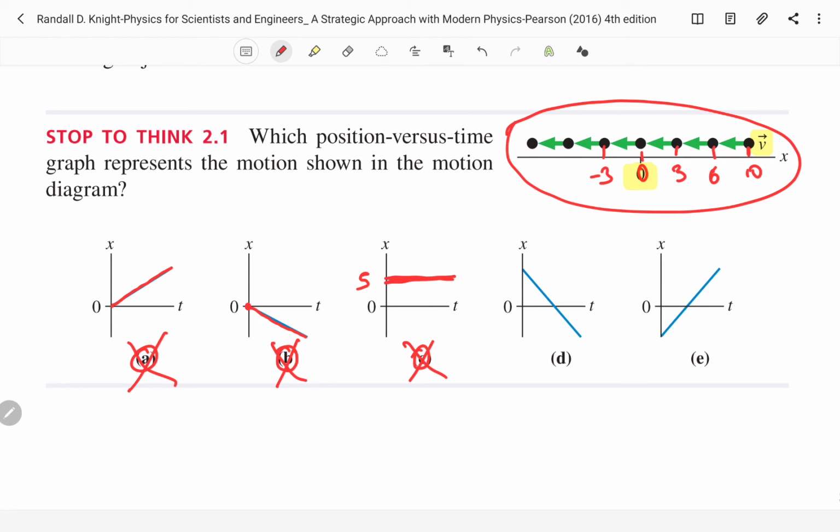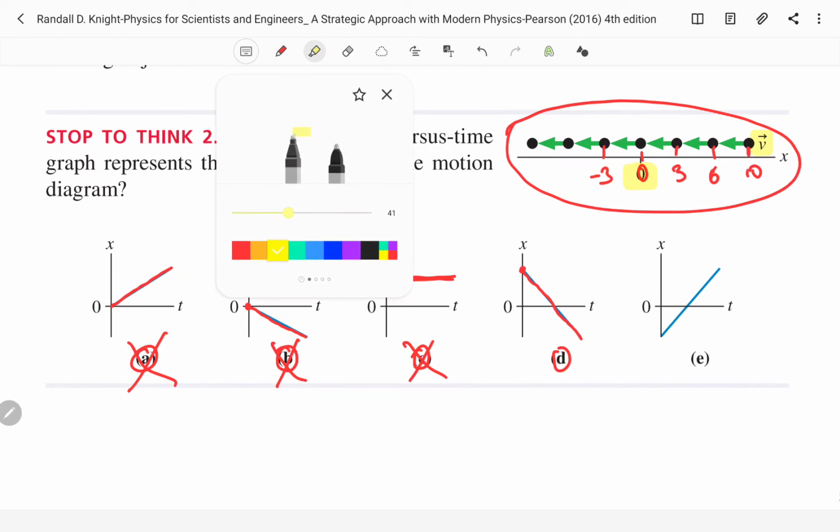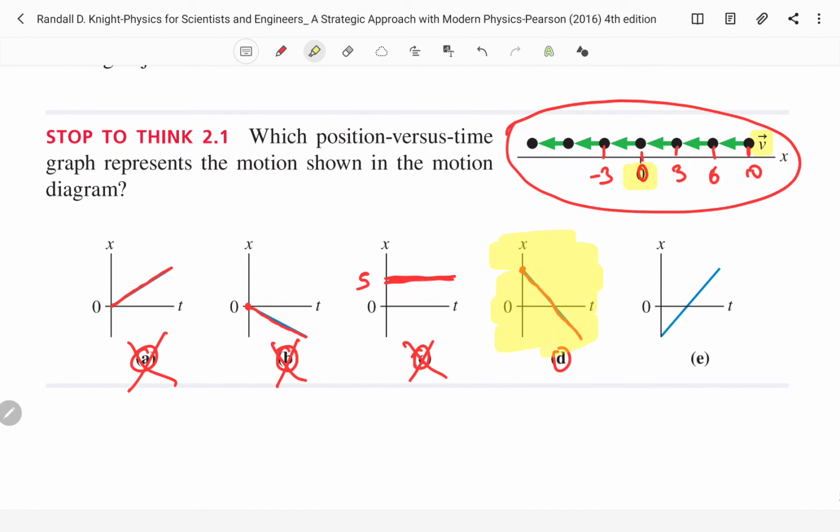Now let's come to D. Position is decreasing, yes, it means it's moving to the left. Initial position is more than 0, which is also correct. So I think the answer is D. So the answer for this question is D, because position is decreasing and initial position is not equal to 0, it's more than 0.